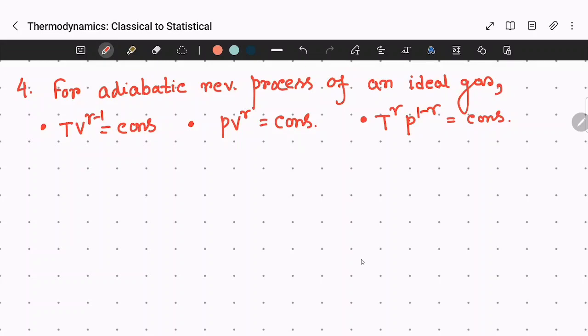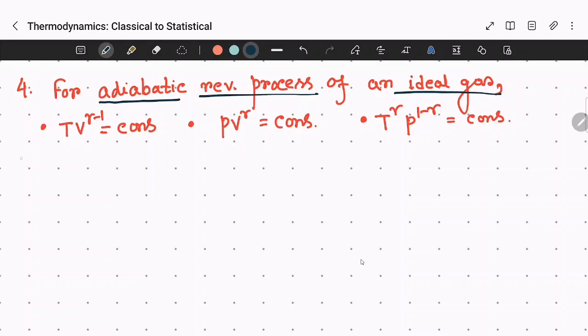This is a very, very important question because in class, that first lecture, this was discussed, but probably due to some technical glitch, this part was not there. So this is important. Here, a few things are very important, just like we have to consider for an adiabatic process, a reversible process, and for an ideal gas.